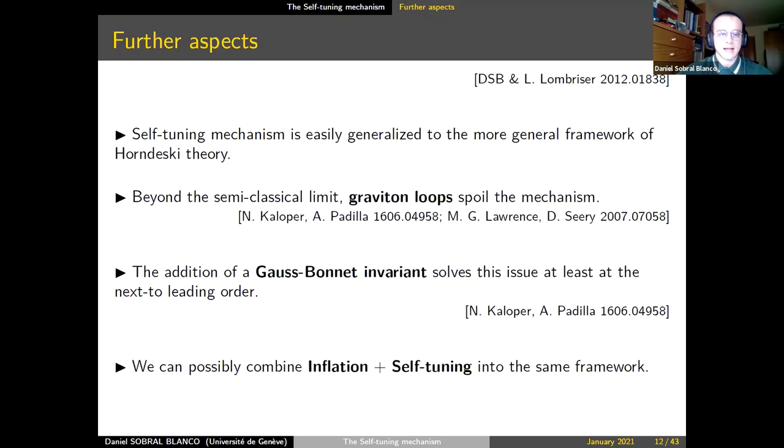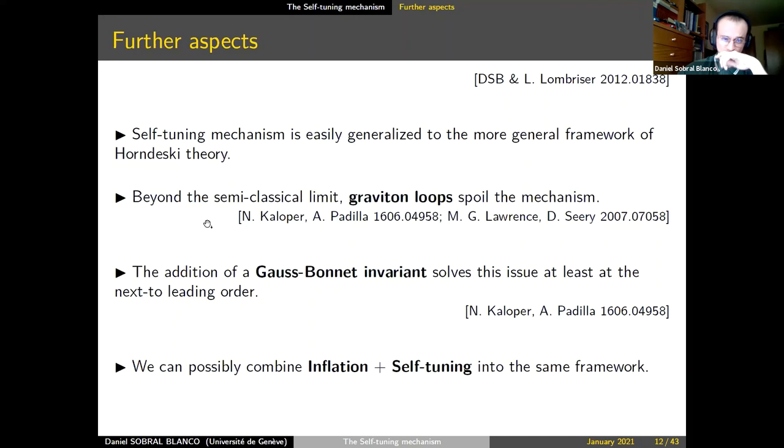Beyond that, we have a second paper, which is now under revision, where we have analyzed further aspects of our model. We have seen that the self-tuning mechanism is easily generalized to the more general framework of Horndeski theory. We just have to take the Horndeski action and add this additional sector that fixes the dynamics of the scalar field. Immediately all the derivative terms vanish and we only have to choose two of the Horndeski functions in order to recover our mechanism.